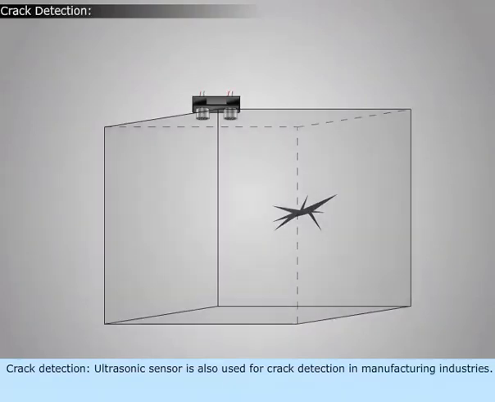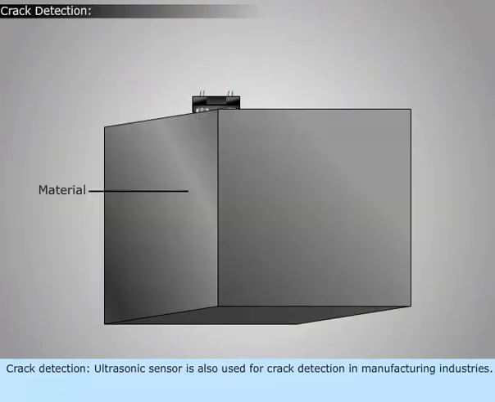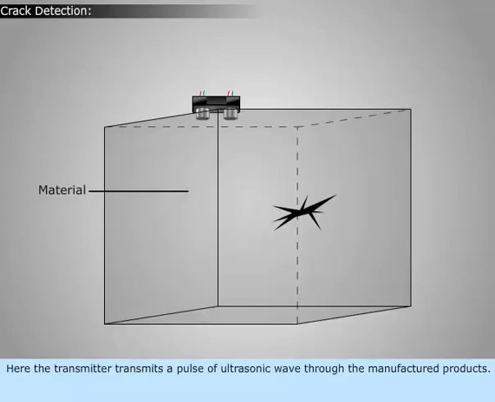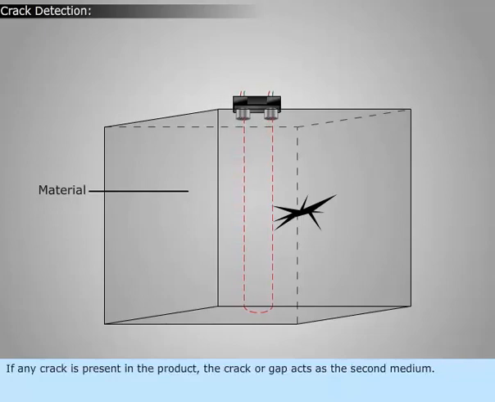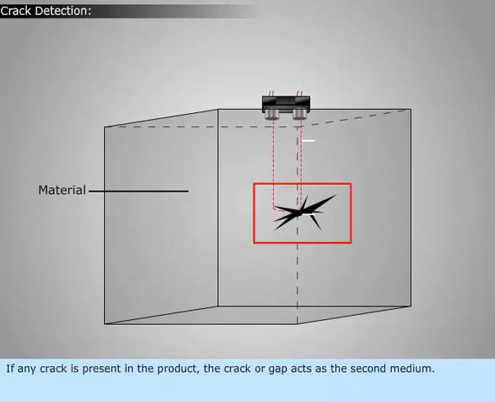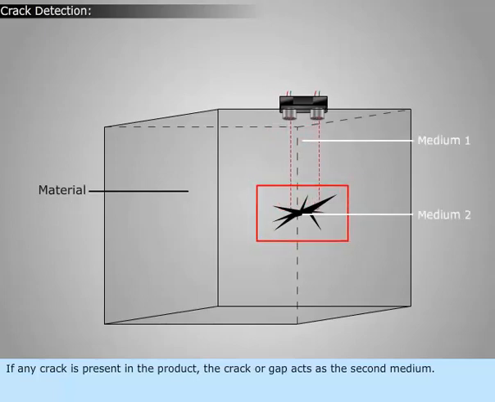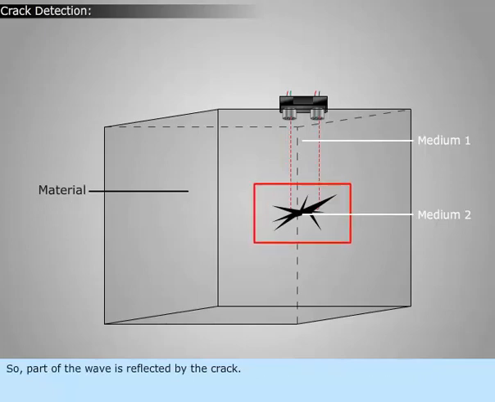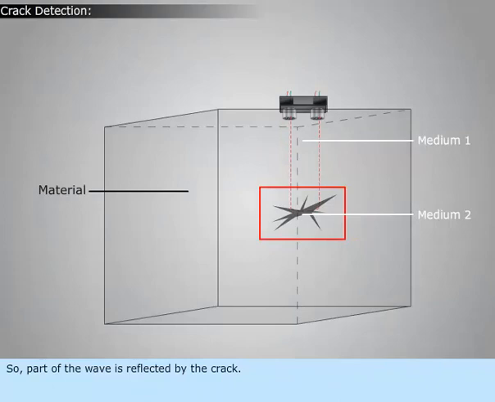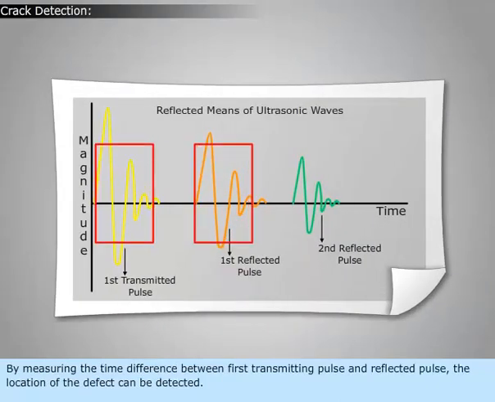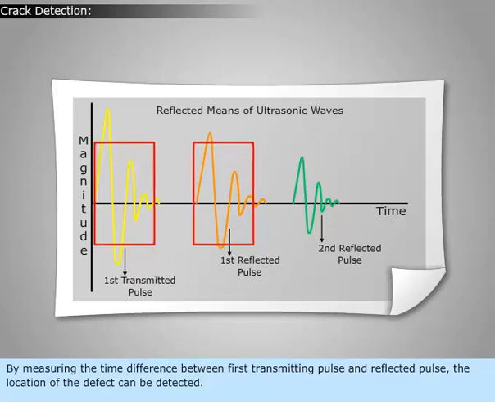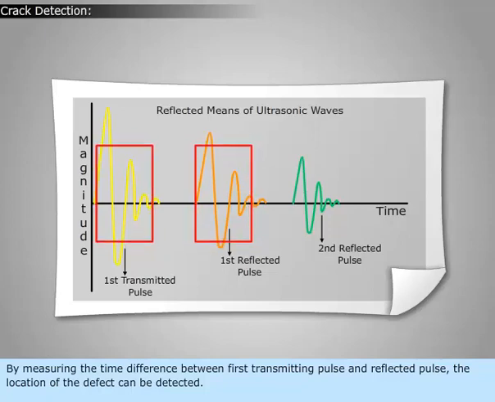Crack detection. Ultrasonic sensor is also used for crack detection in manufacturing industries. Here, the transmitter transmits a pulse of ultrasonic wave through the manufactured products. If any crack is present in the product, the crack or gap acts as the second medium. So, part of the wave is reflected by the crack. By measuring the time difference between first transmitting pulse and reflected pulse, the location of the defect can be detected.